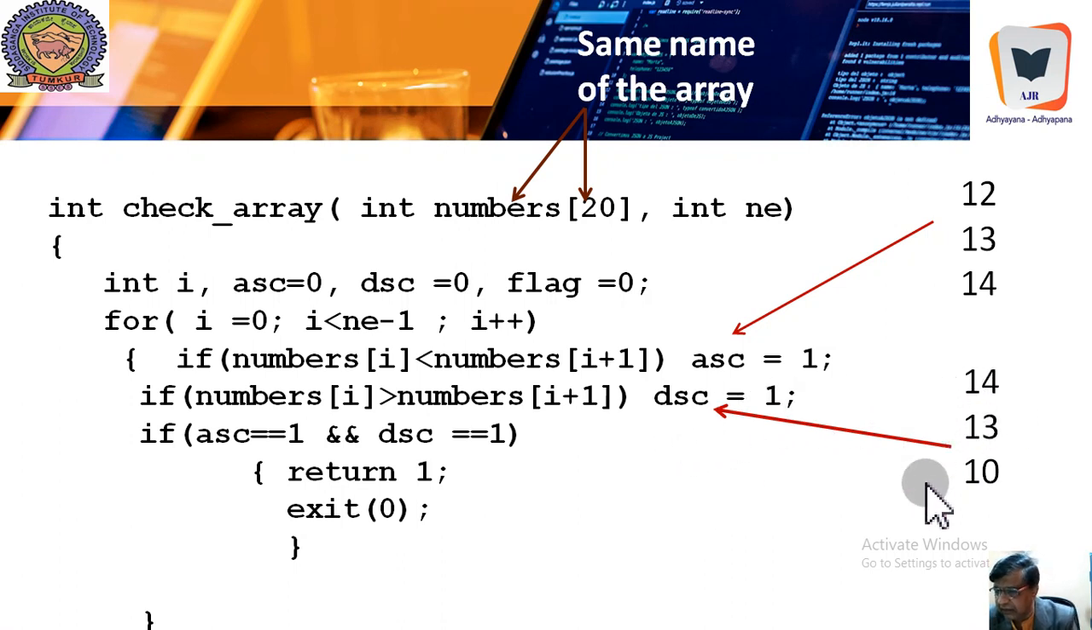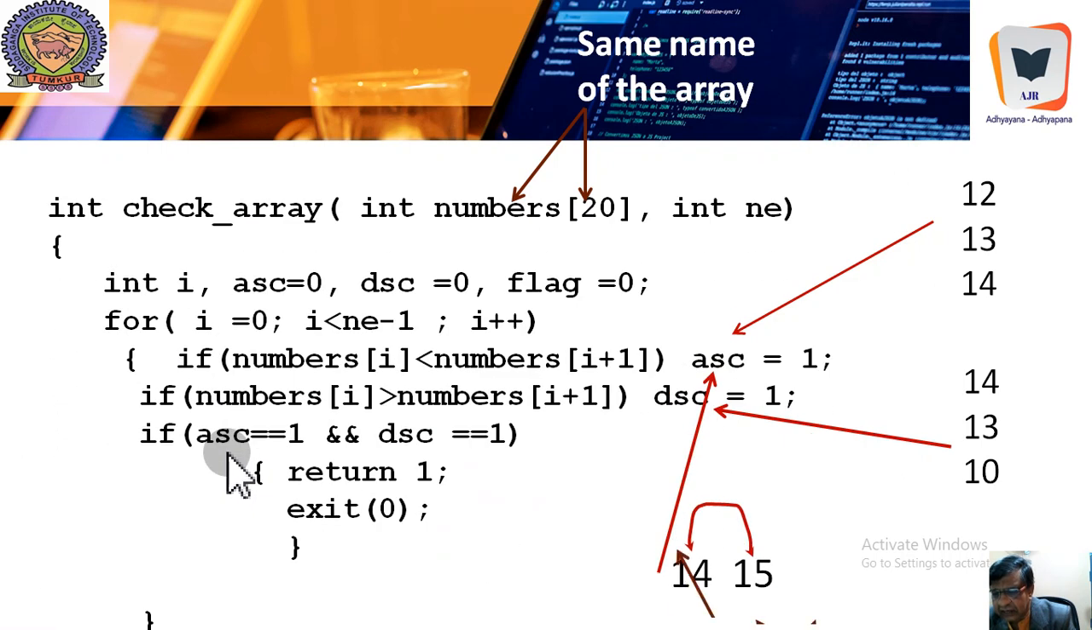And if the array given to the function is like this, then descending remains 1, ascending remains 0. Okay, if the input were something like 14, 15 and 10, when 14 and 15 are compared in the first cycle, ascending will be equal to 1, because the previous value is lesser than the next value. It is ascending. When 15 and 10 are compared, descending becomes equal to 1 in the second cycle.